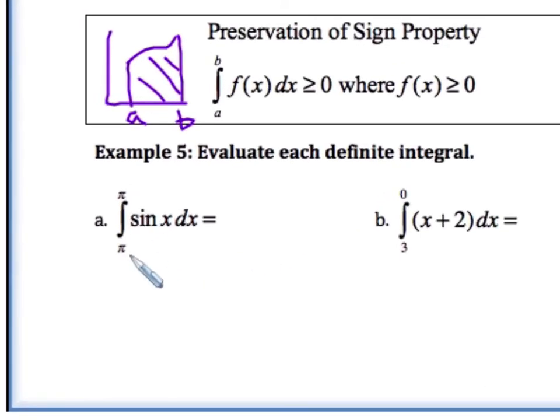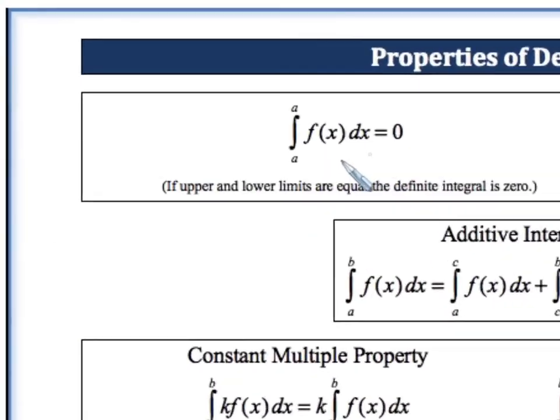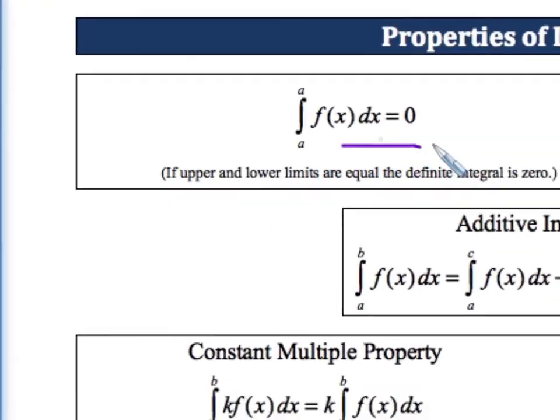So in this case, we're looking at the definite integral from pi to pi of sine x dx. Okay, well you'll notice here that this interval is the same. And so this has to equal 0, following this one right here.